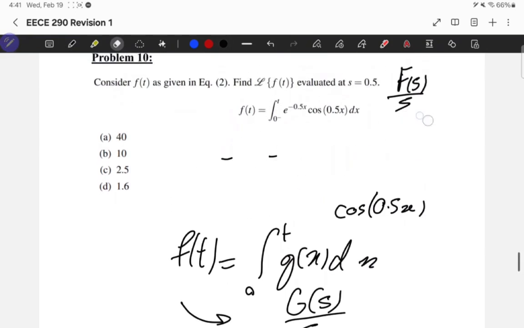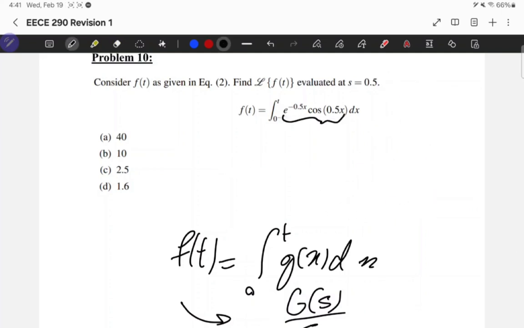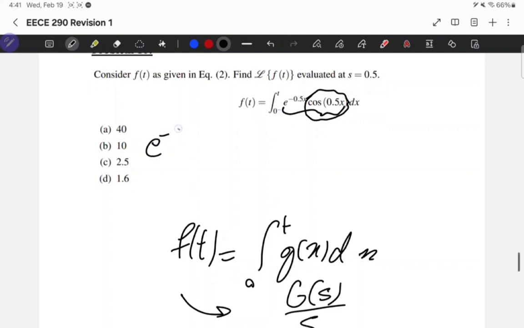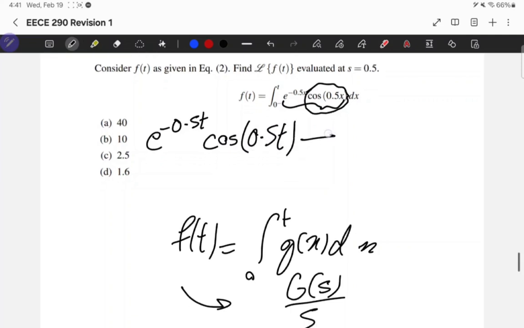And let me erase all of this. So I know that my g(x), which is inside my integral, is this. So I need to find the Laplace transform of this. Well, I look into this g(x). I know the Laplace of cosine, and I multiply this function by an exponential, and I know that an exponential in time will result in a shift in s. So e to the minus 0.5x cosine. So let me do it in terms of t, just to make it easier. So e^(-0.5t) cosine 0.5t. I know the Laplace of the cosine.